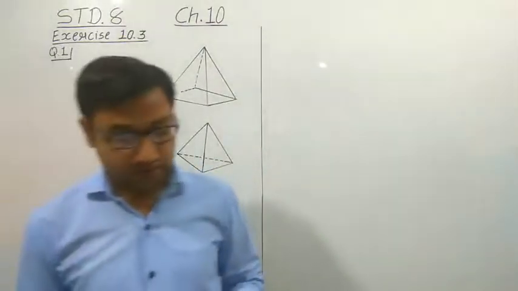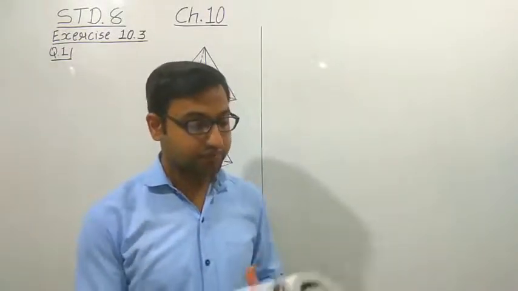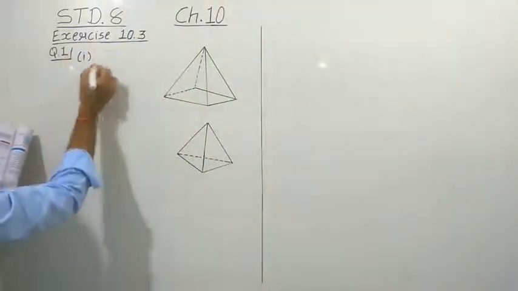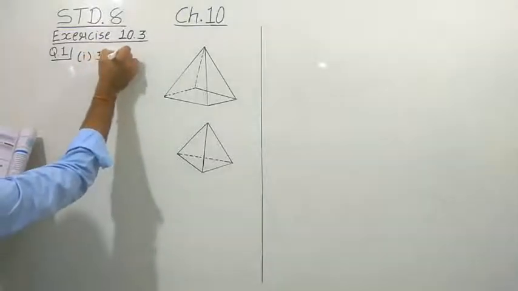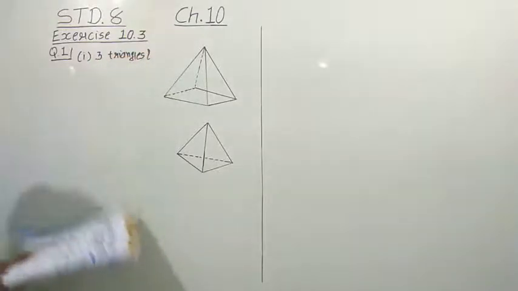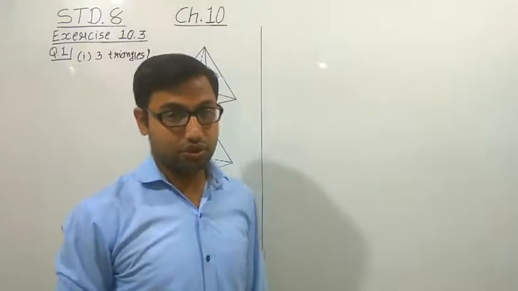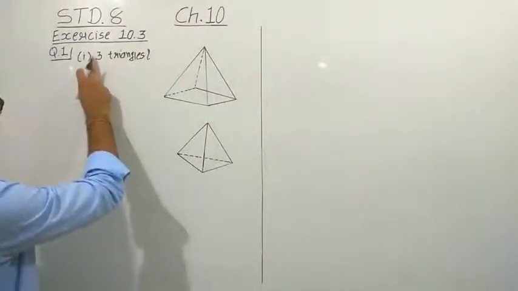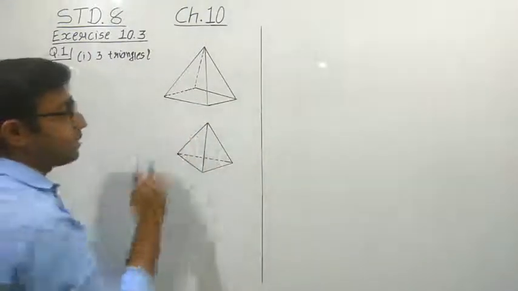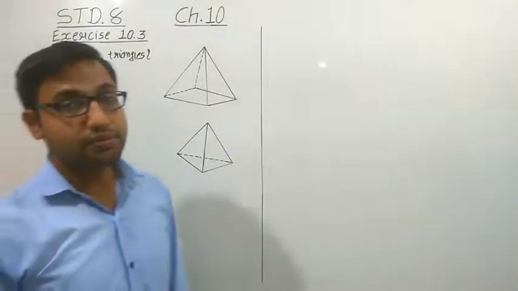First question here is, can a polyhedron have three triangles as its faces? So what is the question actually? The question is asked like this: is that kind of solid shape possible which has its faces as three triangles? So see, here we have drawn two pyramids, right? These pyramids are actually named by their base.